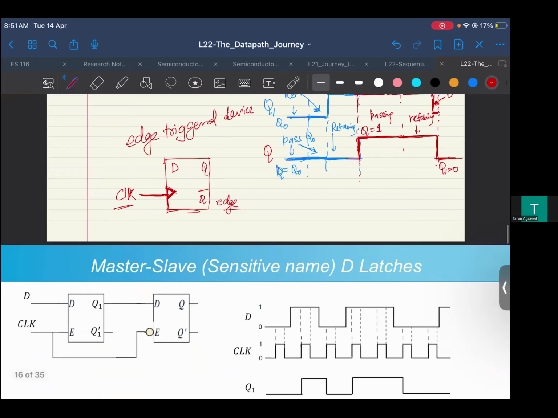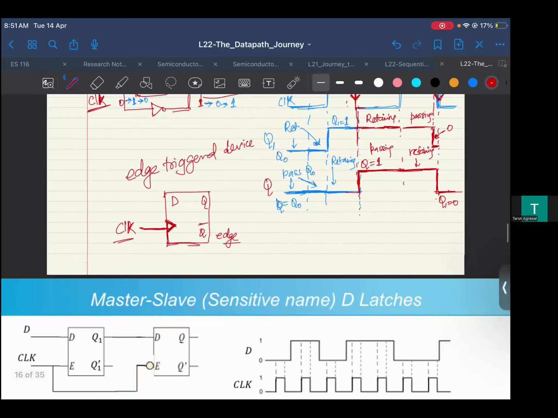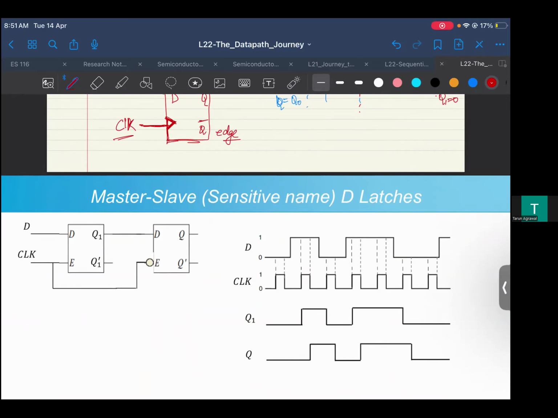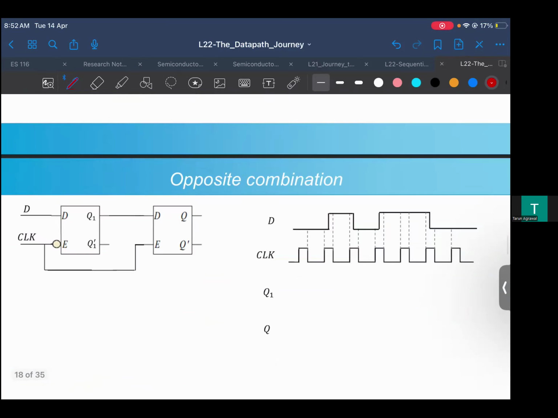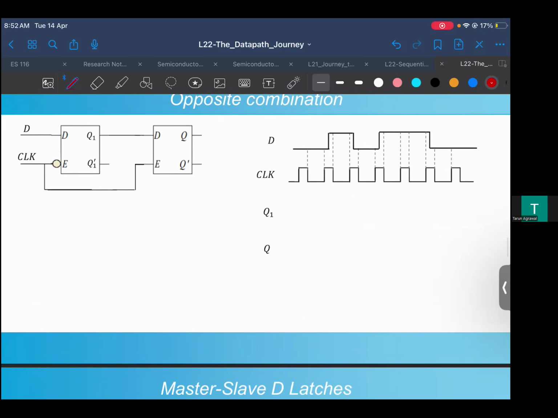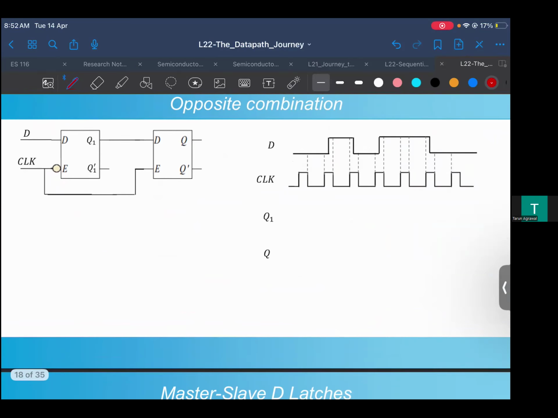So this is what one can draw. You can see what we were trying to draw, right? There, retaining. It's just that there were a lot of instances, so this is something you can do on your own. But now, suppose I was having the opposite combination, then obviously this would become opposite to that, right?